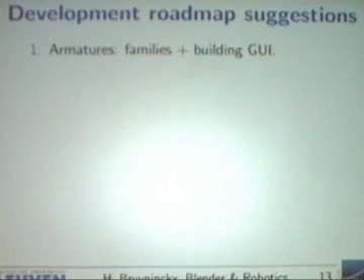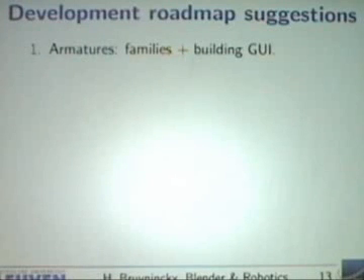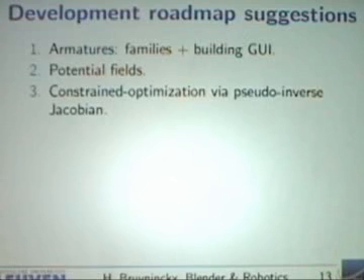So I have a set of, I think, 4 or 5 developments that we are going to do anyway within our project that I'm very interested to do together with people from the Blender project. So the armatures, as I explained, I think we can have maybe a bit more structure there. We have some categories, families of armatures, and a GUI in which you can build these armatures more to what roboticists would like within Blender. Then this constraint optimization, the motion generation, the potential fields via the pseudo-inverse.